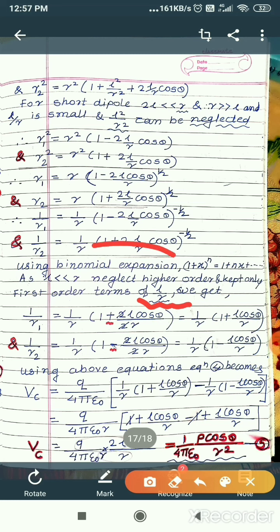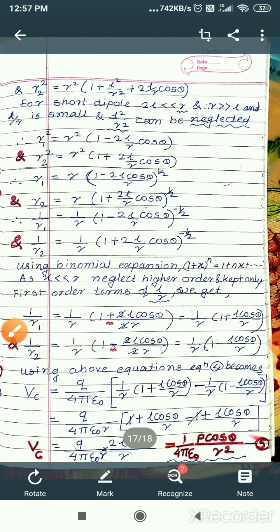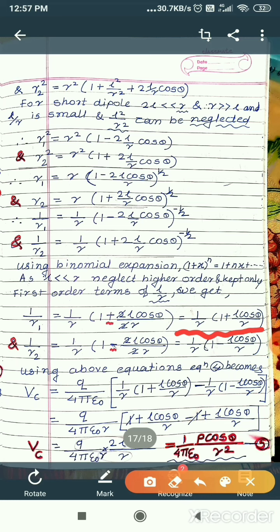Therefore by using the binomial expansion, these two equations become: 1 upon r1 is equal to 1 upon r, plus. Why is there a plus sign? Because in 1 plus nx, n is minus 1/2, and that 2 gets cancelled, and we get the relation 1 upon r1 is equal to 1 upon r times 1 plus L cos theta upon r. Similarly 1 upon r2 is equal to 1 upon r times 1 minus L cos theta upon r.